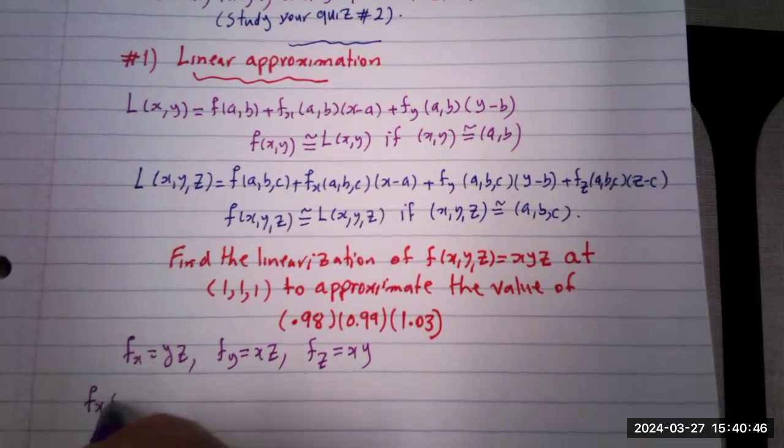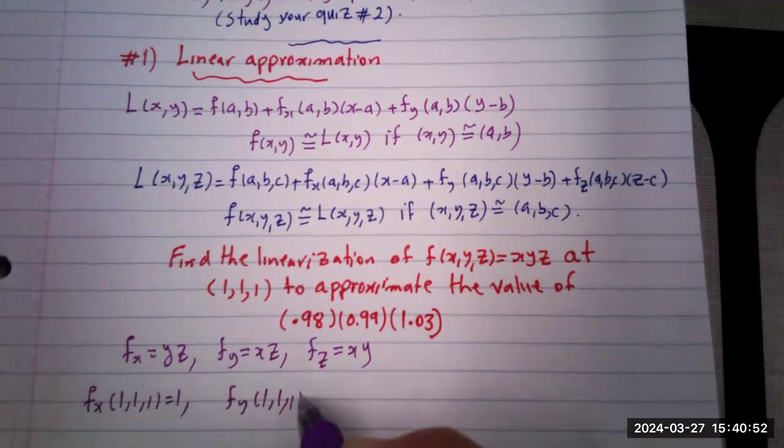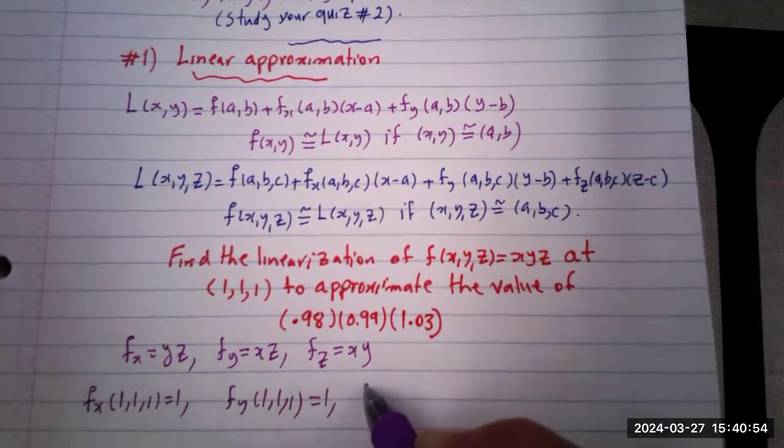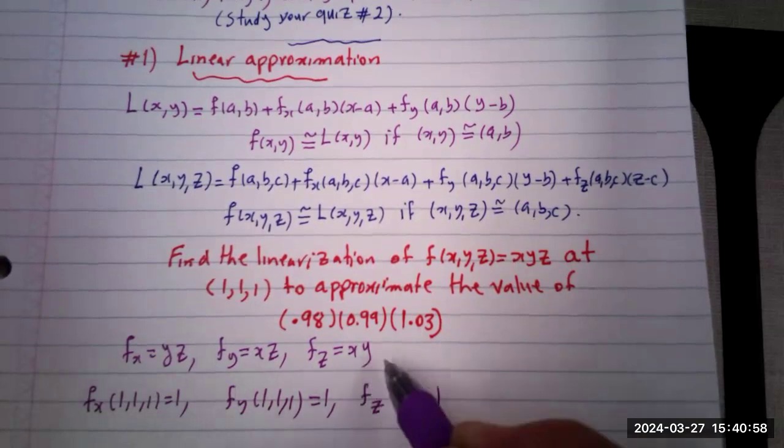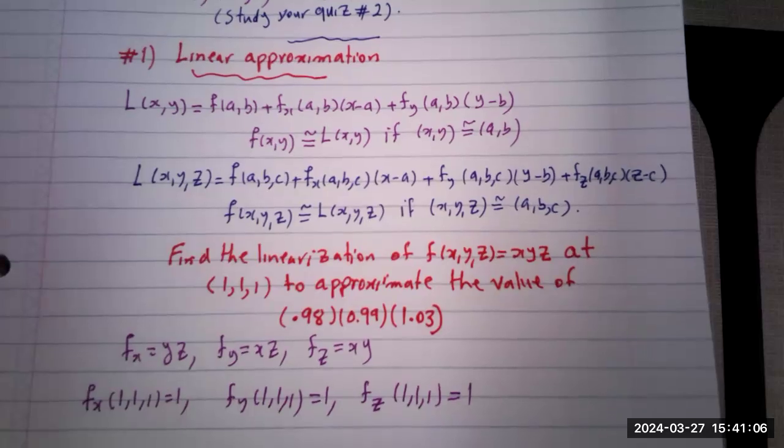So f sub x at 1, 1, 1 gives you 1. f sub y at 1, 1, 1 gives you 1. And f sub z at 1, 1, 1, you just substitute, you get 1. That's it. Go back and substitute, and then do your estimation.